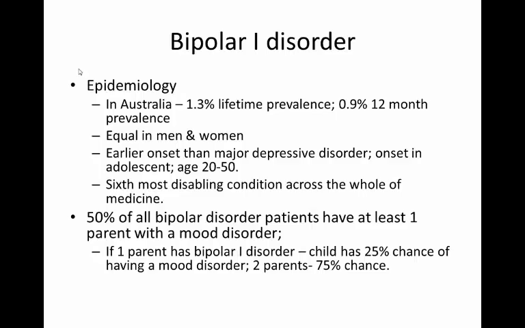Also, 50% of all bipolar disorder patients have at least one parent with a mood disorder. And if one parent has a bipolar 1 disorder, the child has a 25% chance of having a mood disorder, and with 2 parents, a 75% chance. So for Jane's children, there is an increased risk, but it is not an absolute risk.